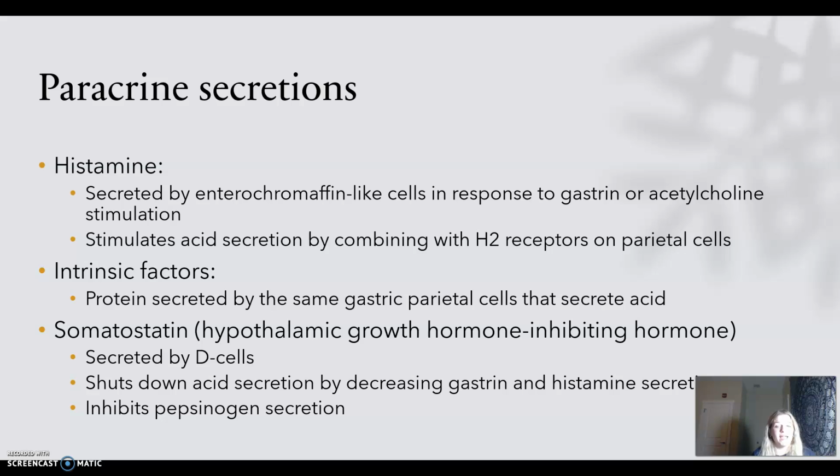Somatostatin, which is a hypothalamic growth hormone inhibiting hormone, is secreted by D cells. It also shuts down acid secretion by decreasing gastrin and histamine secretion. It also inhibits pepsinogen secretion, and it is also the primary negative feedback signal for gastric secretion. So this completes my portfolio 11 on the gastric phase.